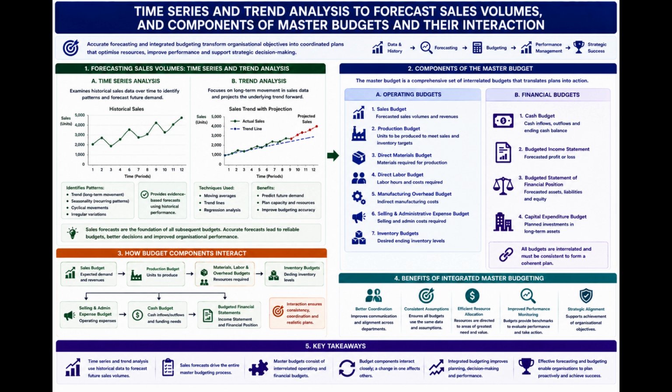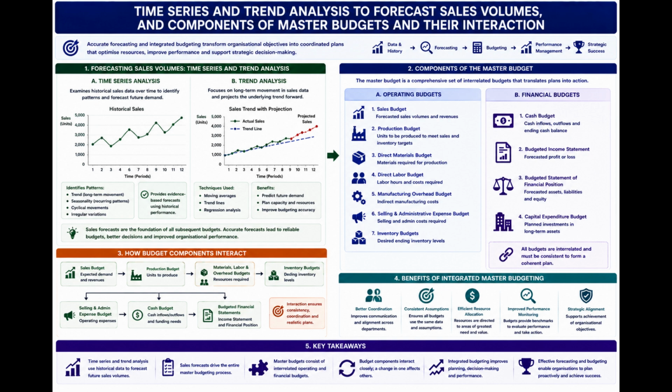The interaction between budget components is one of the defining characteristics of the master budget. For example, the sales budget determines expected demand, which directly influences the production budget. Production requirements then drive materials purchases, labor scheduling, and overhead planning. These operational budgets affect inventory levels, cash requirements, and financing needs. The cash budget consolidates expected inflows and outflows to assess liquidity and funding requirements. Ultimately, all budget components combine to produce the budgeted financial statements. This interconnected structure ensures that organizational plans are aligned and that resource requirements are identified before implementation begins.